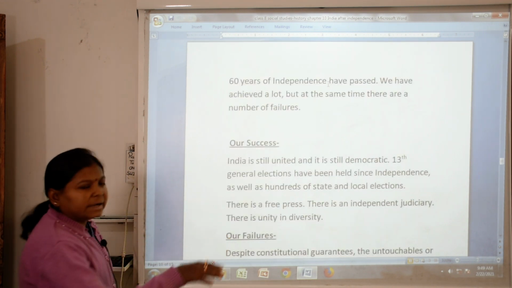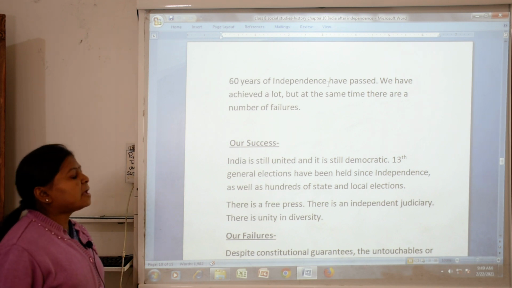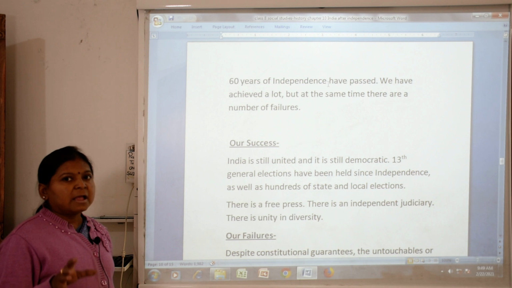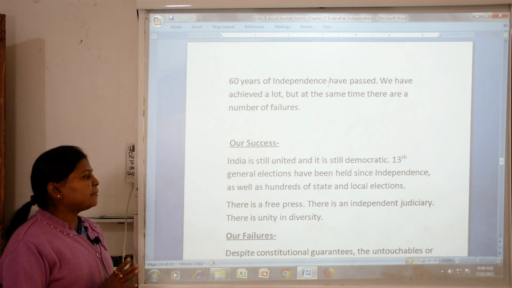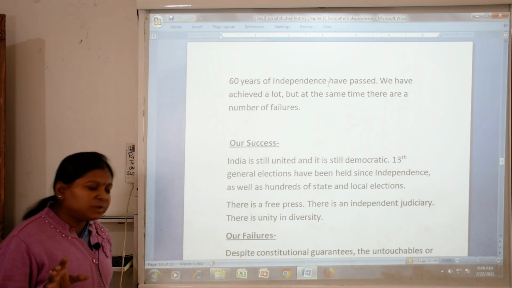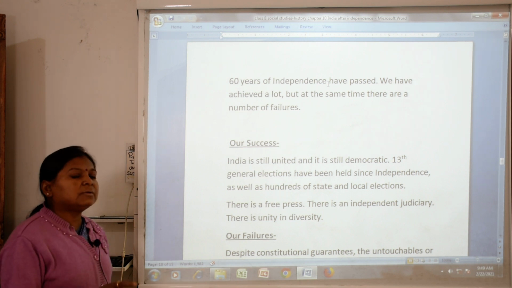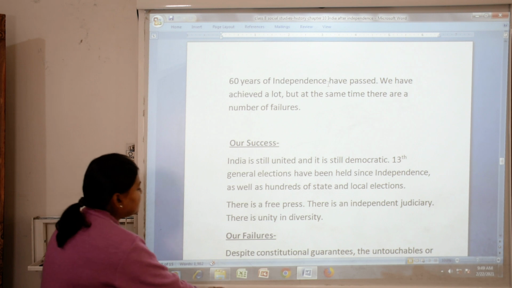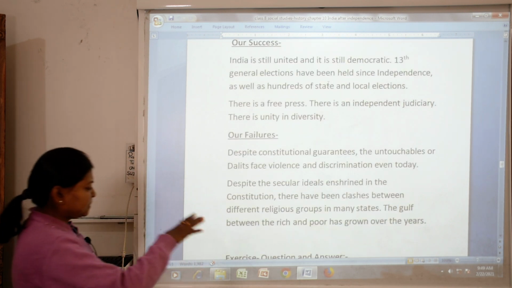It is still democratic. 13 general elections have been held since independence, as well as hundreds of state and local elections. There is a free press, there is an independent judiciary, and this is the unity in the diversity of a country. What type of failure? What are our failures? Do you know?